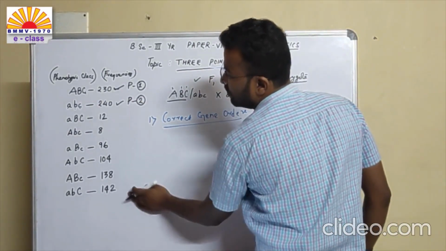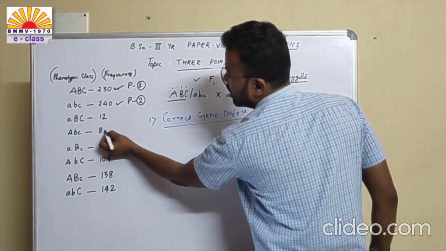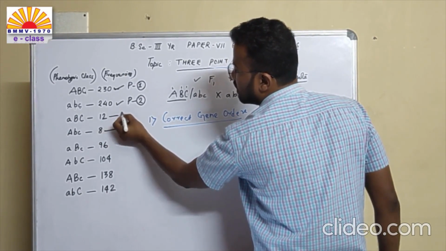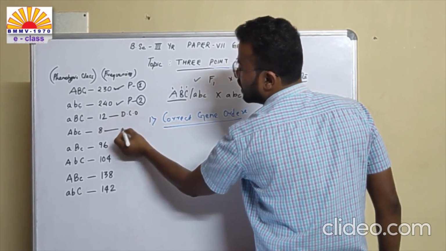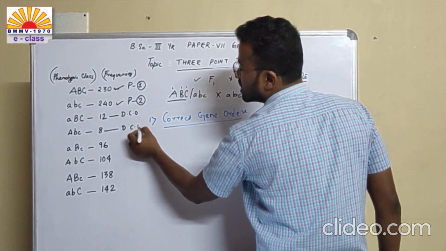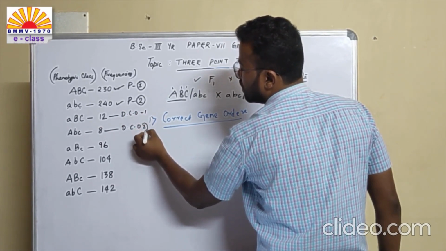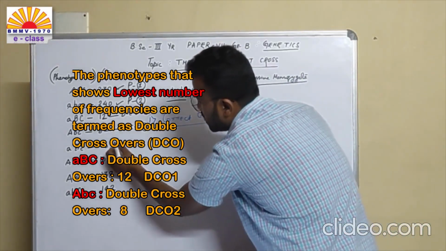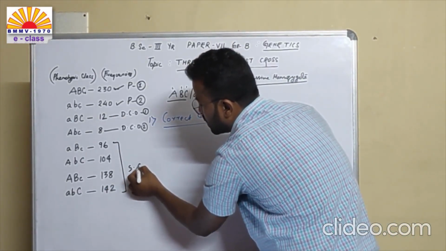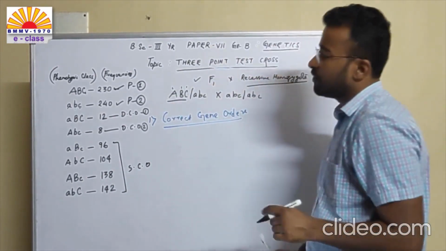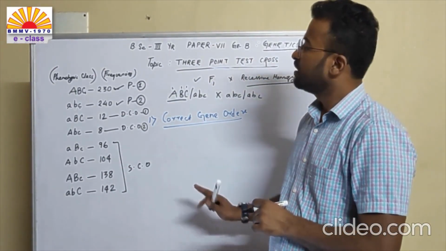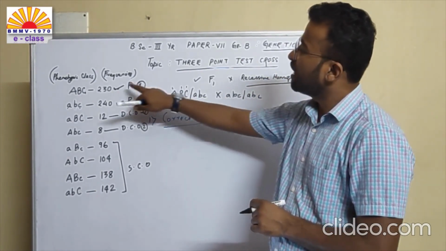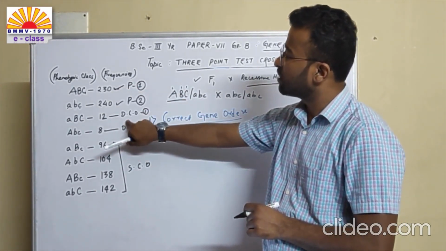Now secondly, we see the lowest frequency. The lowest frequency is here and here. These are double crossovers, double crossover 1 and double crossover 2. And the rest of these are single crossovers. Okay? We are going to come to this later. For this particular problem, to find the correct gene order, we have to see the parental and double crossover classes.